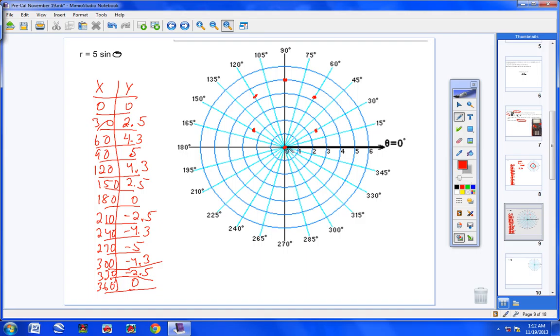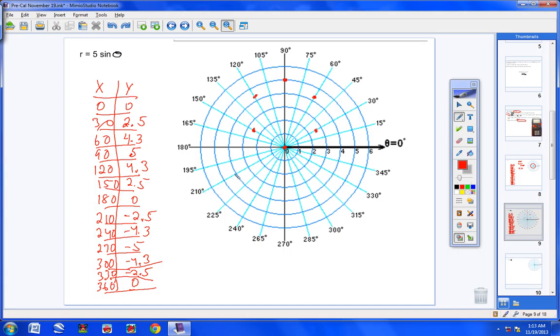180 would be 0. So back to here again. Okay? Now, here's where it gets tricky. Notice it's 210, so here's my 210 ray right here. Do you see that, guys? But it's not a positive 2.5, it's a negative 2.5. So I rotate to 210 degrees like I'm supposed to. There's 210 degrees, but then it's a negative 2.5.